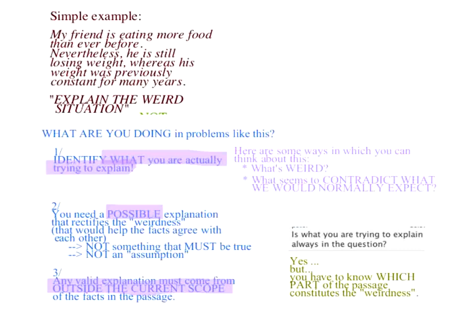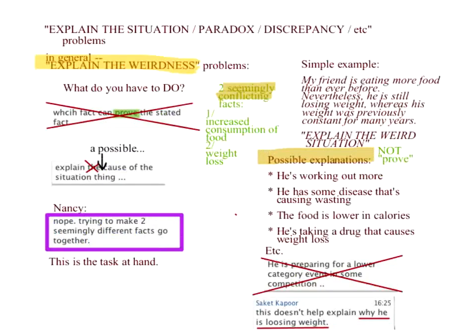Like, in other words, you have to know what you're supposed to explain in the first place. So there are things like this. The reason this is not a valid response is because the issue is not why my friend would want to lose weight. That's not an apparent contradiction.